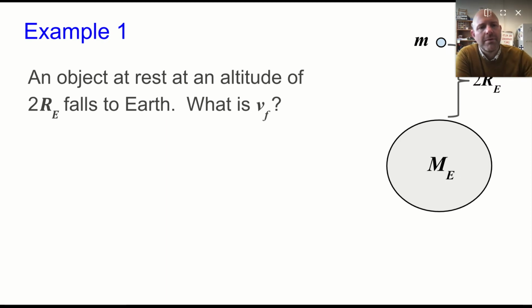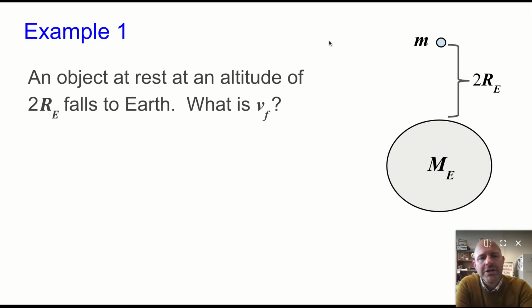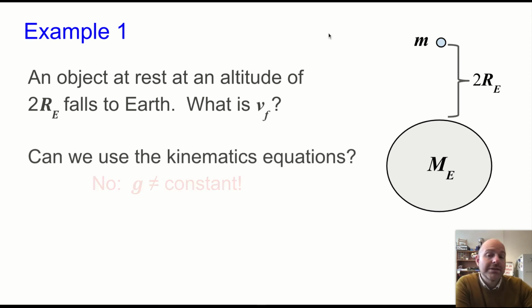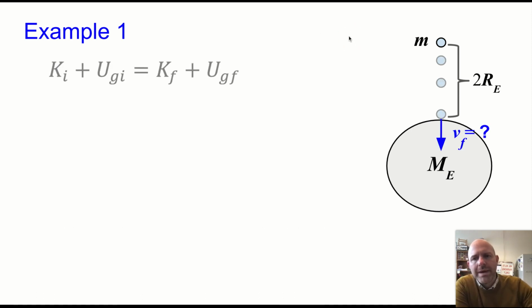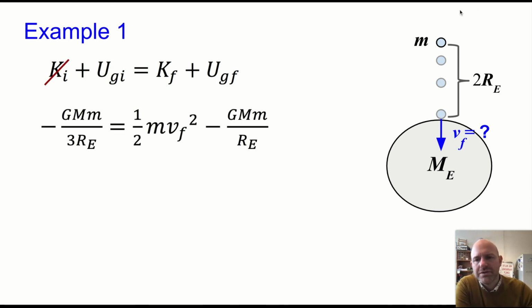So here's an example of how we might use this. You have an object at an altitude of 2 R Earth, and then it falls to the Earth. What is the final velocity? Well, we can't use kinematics equations because g is not a constant value. We must use conservation of energy. So what do we have? We have our conservation of energy formula. The initial kinetic energy is zero, but we start with gravitational potential energy of negative GMm over 3 R_E, because we are a distance of 3 Earth radii from the center of the Earth.